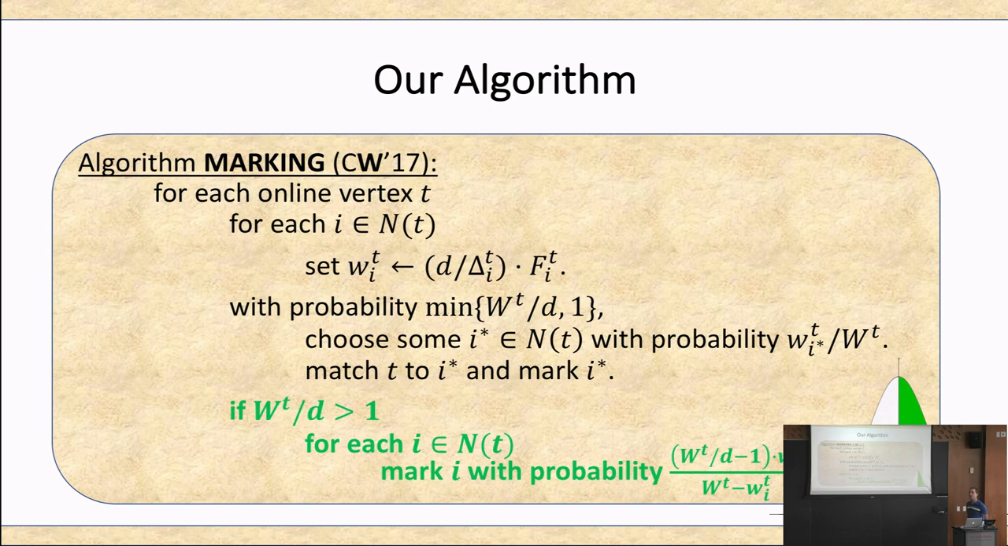Yes, sir? So once you mark a vertex, F_ti becomes 0? Yes, exactly, because F_ti is 0. Okay. Any other questions? Is the if statement supposed to be for the with probability statement, or is it after? This thing over here? So you're picking your guy, you're marking him, and then you're additionally marking. An additional mark, yeah.